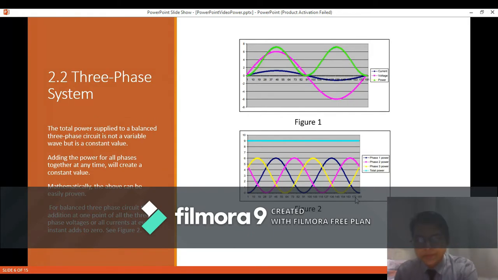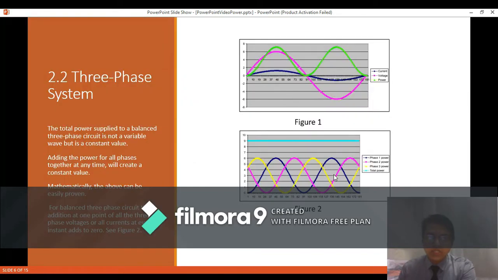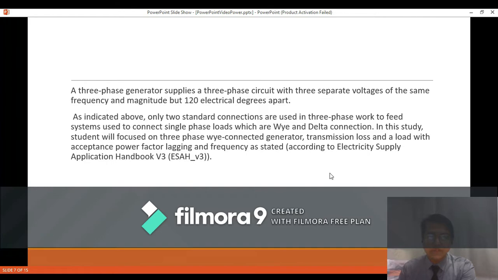All of that can be referred to in figure 2, where phase 1, phase 2, the pink, the purple one, and phase 3, the yellow one. And the total power will be the light blue. Okay, next. This is also the continuation of 2.2 about the three-phase system.